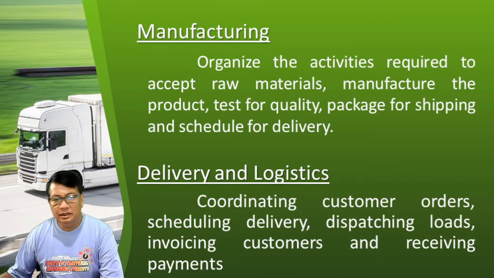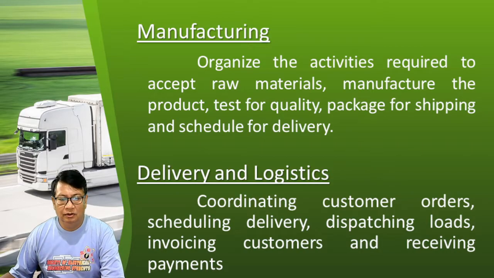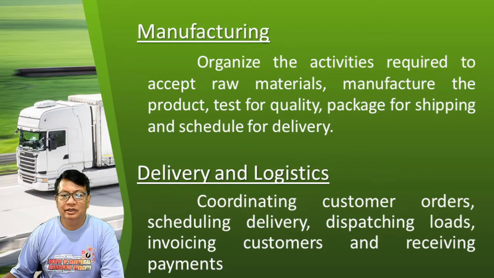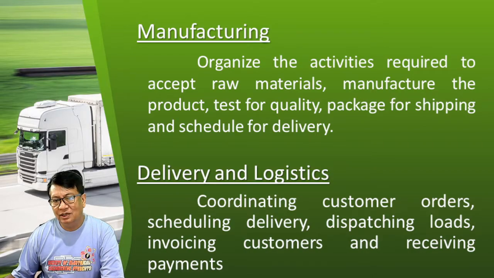The third one is manufacturing. Manufacturing is the organized activities required to accept raw materials, manufacture the product, test for quality, package for shipping, and schedule for delivery. In other words, manufacturing will not focus on production only, but of course we also have to consider the acceptance of raw materials, considering that we already have a good relationship with our supplier. So we also have the acceptance of these supplied raw materials.